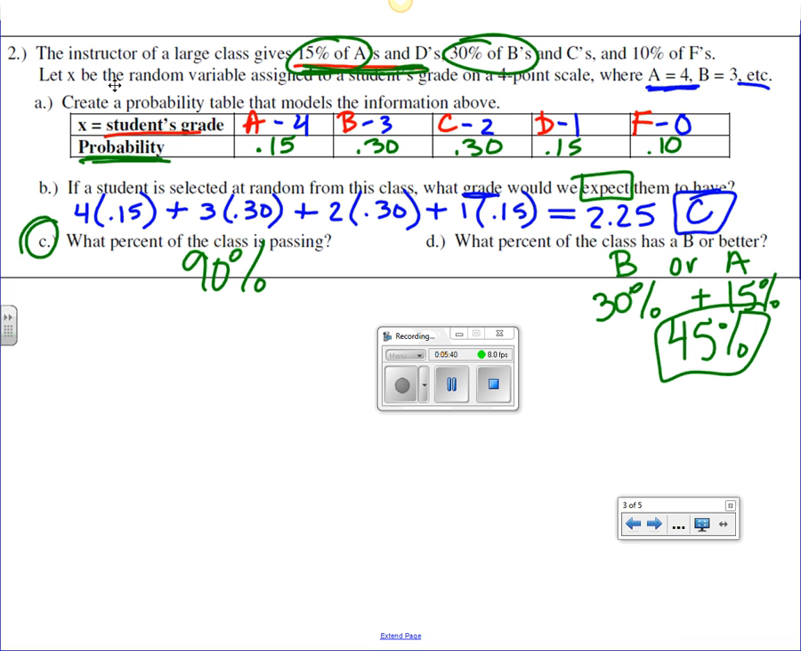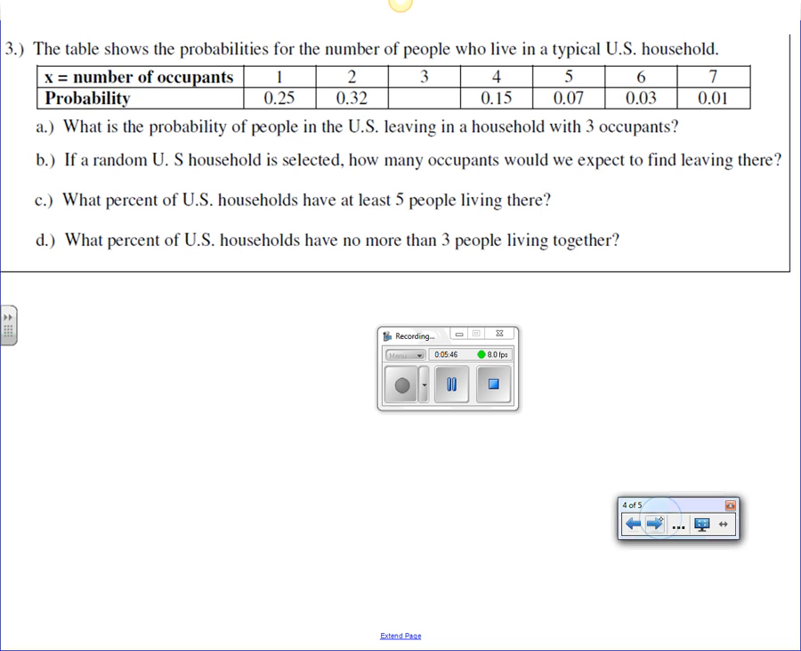Okay. All right, last example. The table shows the probabilities for the number of people who live in a typical U.S. household. So you have the number of occupants. What does that mean? How many people live there? And then you have the probability. What is the probability of people in the U.S. living in a household with 3 occupants? Well, as you see, 3 is missing.